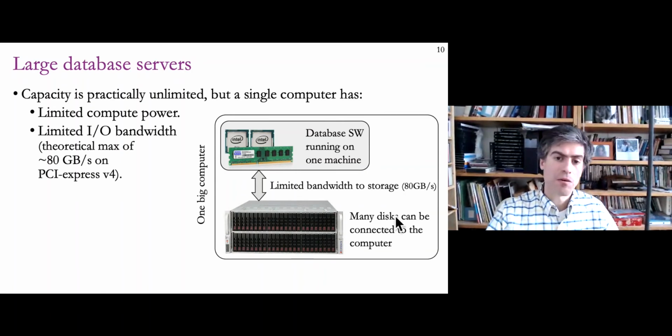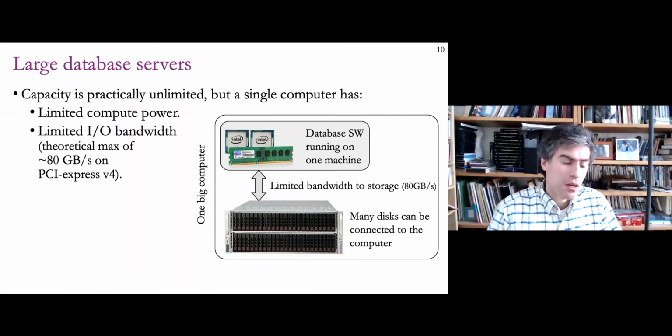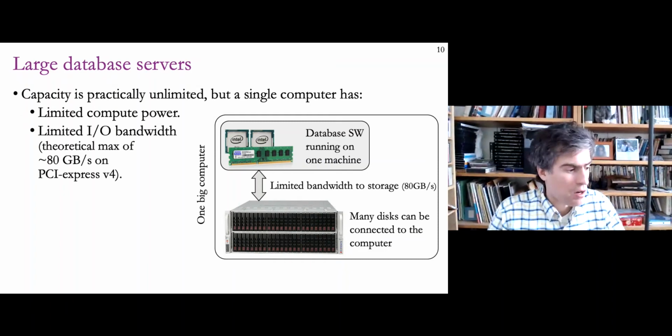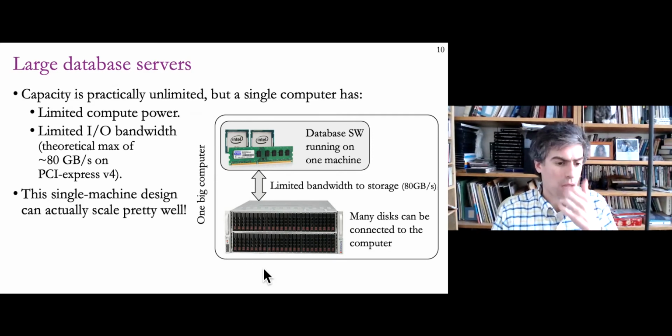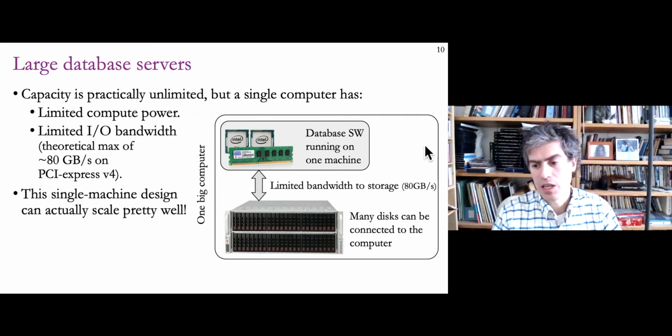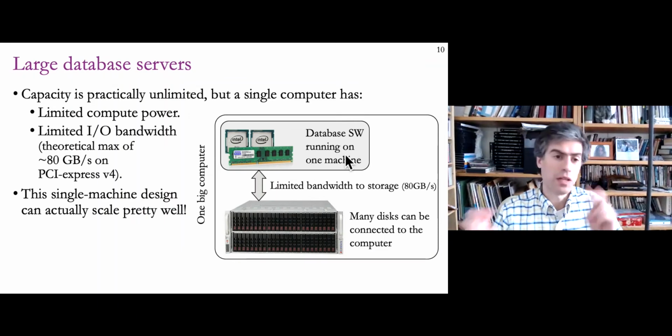However, for a ton of applications, whether we're talking about big online retail stores or other data analysis applications, you can actually get the job done with just a single machine that has a lot of disks connected to it. And that's where relational databases are used. This single machine design scales pretty well and allows you to run what's called relational database software.